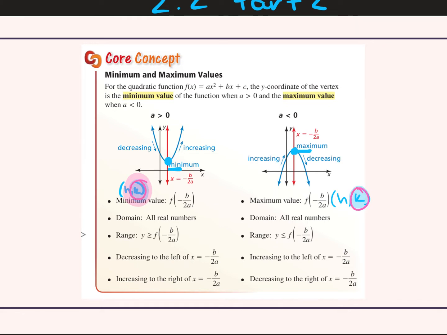Now we're going to be asked to find the domain and range. The domain is always all real numbers. Whether it opens up or down, it's all real numbers. You can say all real numbers, or you can use this symbol, like an R but with 2 bars. Both of these mean all real numbers. So domain, always all real numbers.